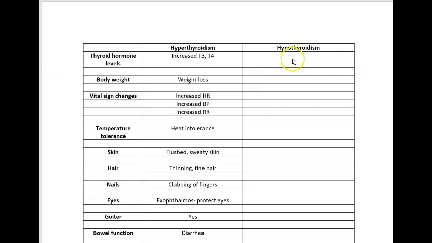So let's follow the logic once again. With hypothyroidism, you have decreased T3 and T4 levels. Because your metabolism is not burning fuel as efficiently, you would expect to see weight gain rather than weight loss. And again, you might see a decrease in your vital signs: decreased blood pressure, decreased heart rate, and possibly decreased respiratory rate.